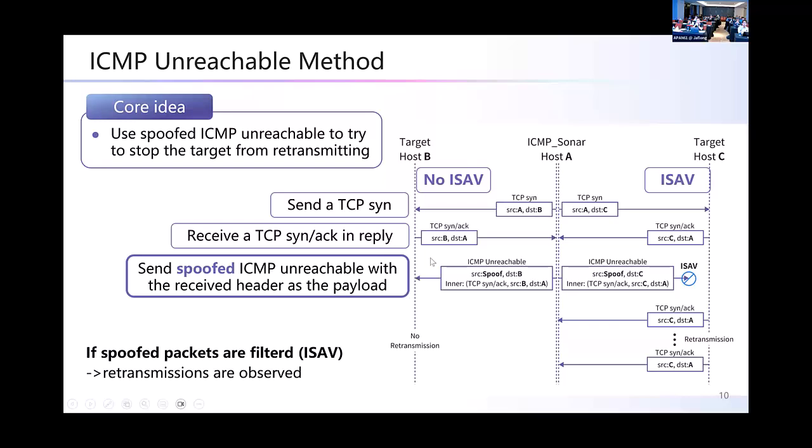This packet was received, and then the target won't send retransmission to our probers. But for a network that has deployed ISV, this spoofed packet was filtered, so it can't receive the unreachable message, so it will retransmit the SYN-ACK packet. So according to this message, we can deduce if it has deployed ISIV.